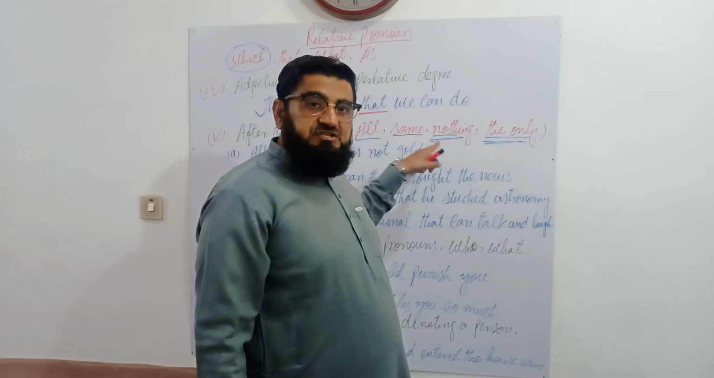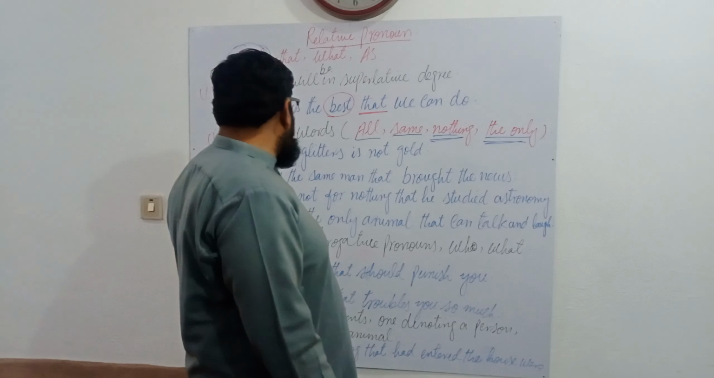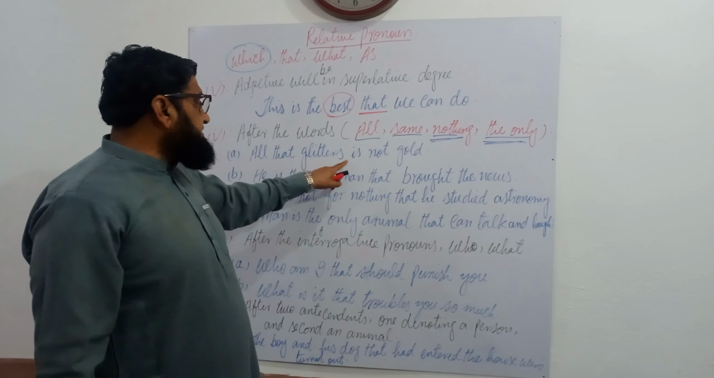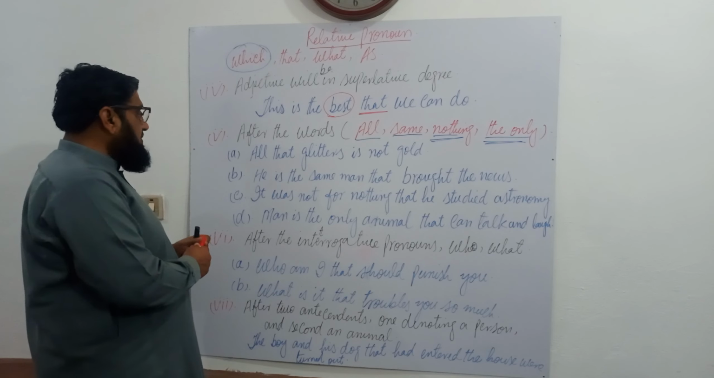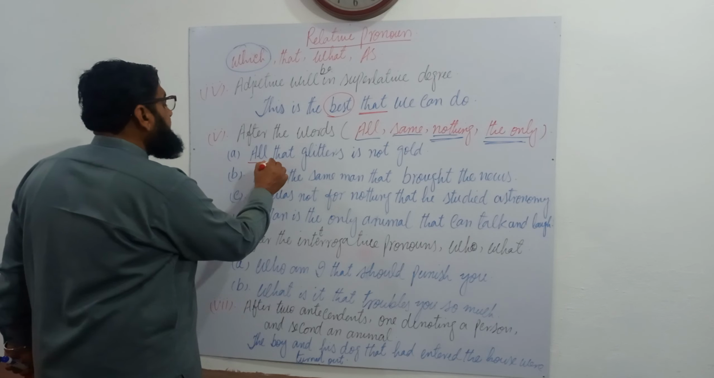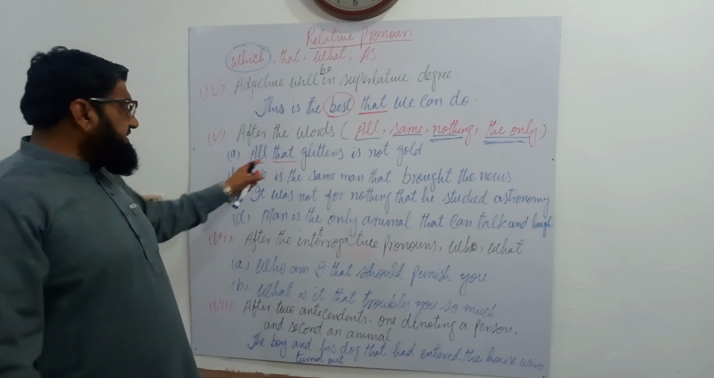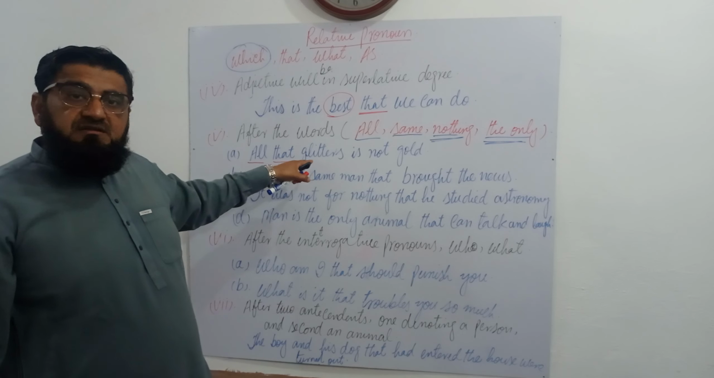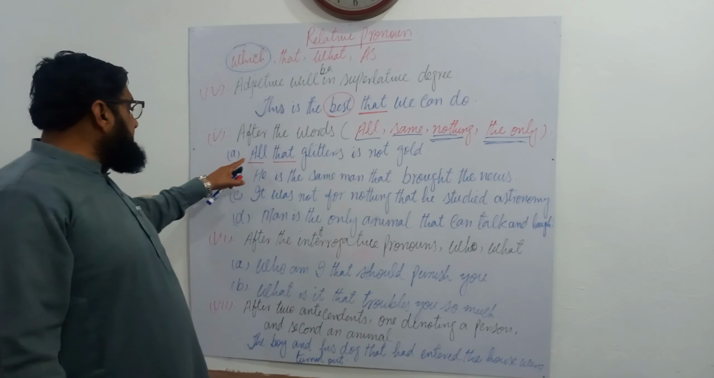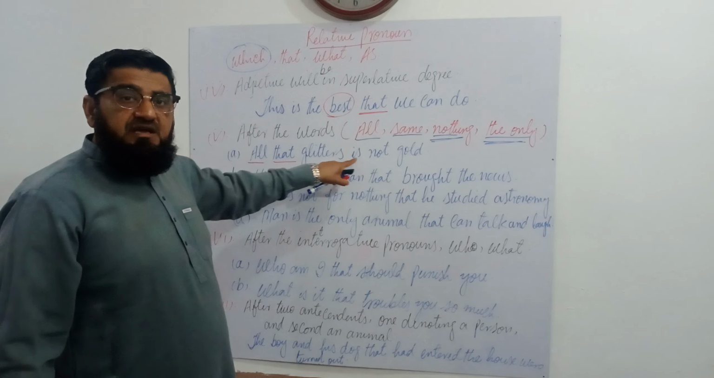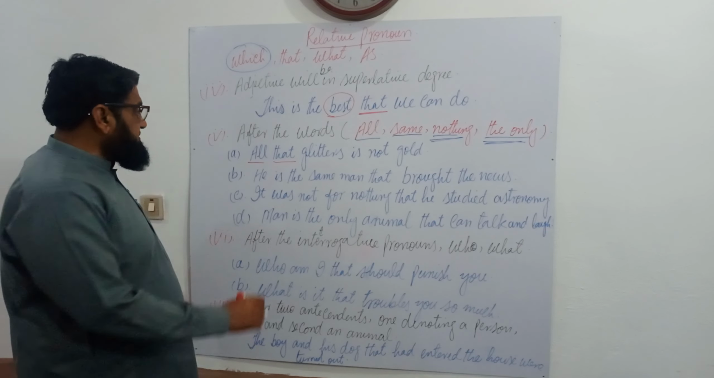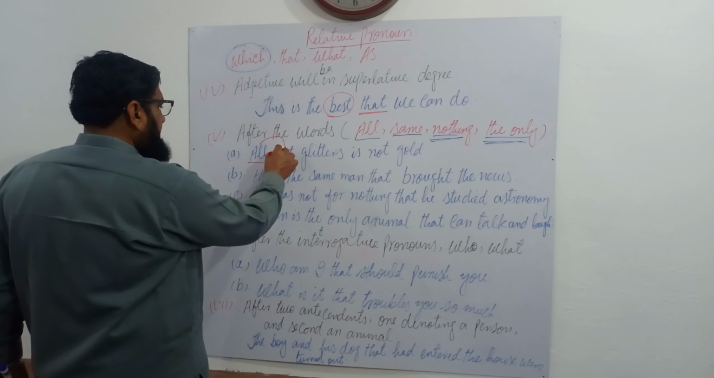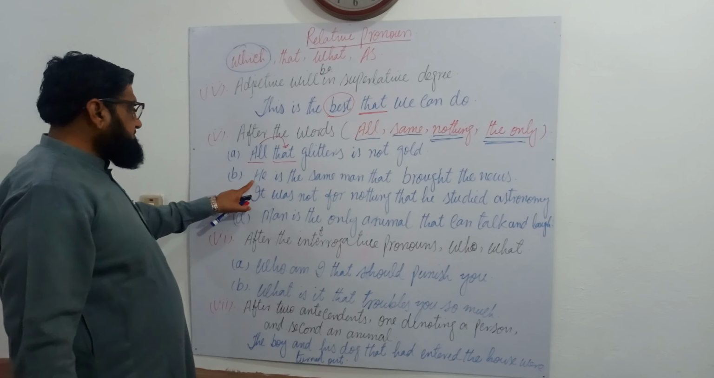And very important, very tricky as well. For example, all that glitters is not gold. So just see all. So we have used that. All which glitters, that will be wrong. All that glitters is not gold. After all, we will use that. When there is all, we will use that.